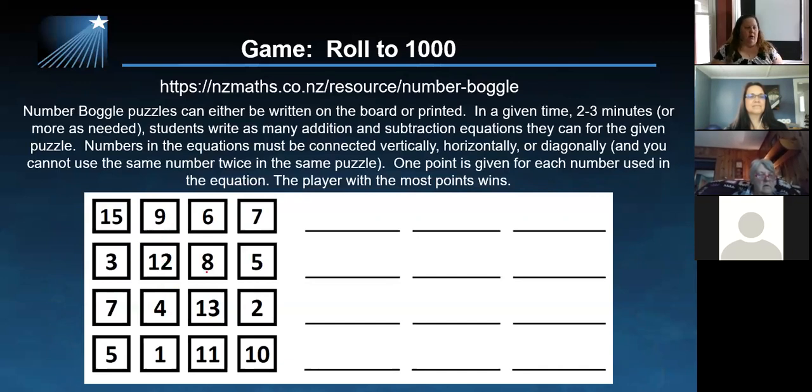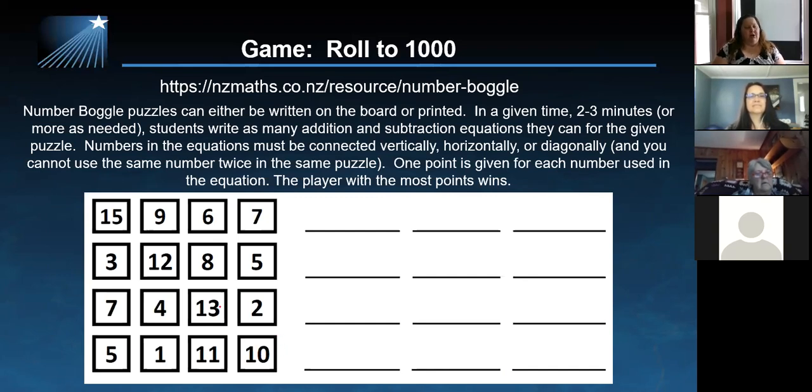12 minus 4 equals 8. So there are a lot of different solutions within this puzzle. On this website, or if you Google number Boggle, you'll find some different puzzles that are put together for you. You can also make your own by putting in different numbers.